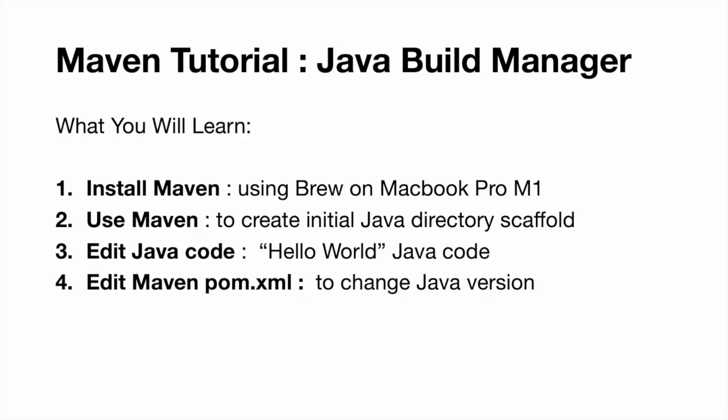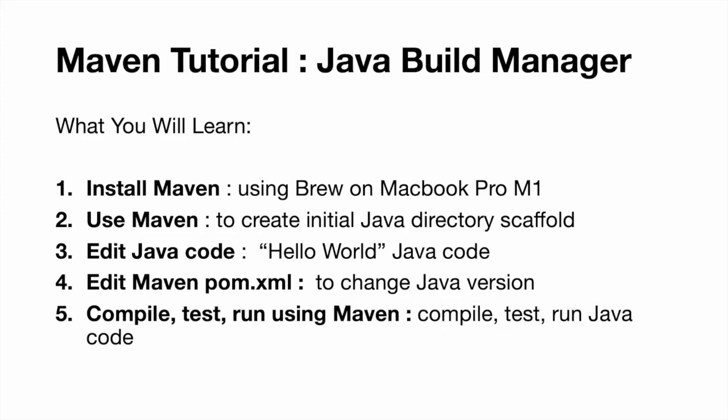Four, we will edit the very important POM file, which is used to add plugins, extensions, as well as retargeting versions of Java. And then finally, five, we'll use Maven to compile, test, and run your Java source code.